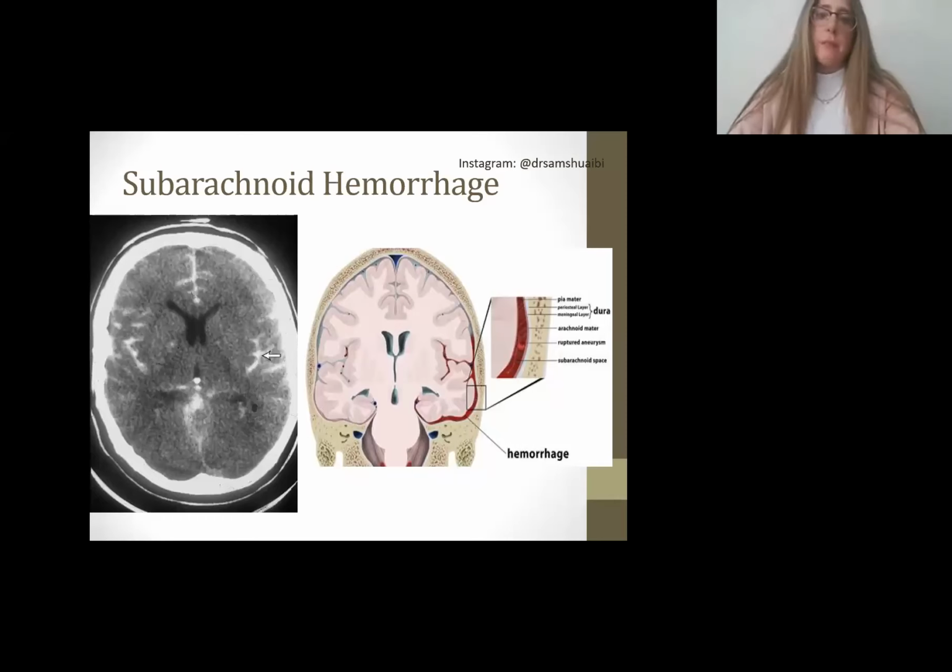And then we have the subarachnoid hemorrhage, which is bleeding into the cistern. It's like going inside. The subarachnoid, it's going to kill you. It's going to go inside and it's never going to come out. Okay, that's what it likes to do.